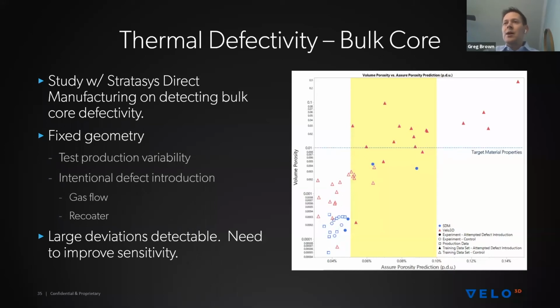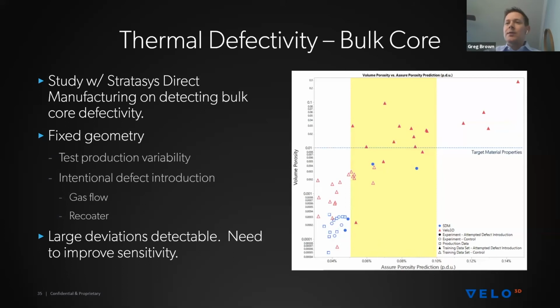In one case, we did it by intentionally dropping the gas flow, so we would build up condensate within the build and introduce defectivity that way. The second way was by introducing defectivity through the recoater. In both cases, you can see a decent correlation: as the volume porosity of the part goes up because you've intentionally added these defects, this metric also goes up at the same time. So to first order, you get a reasonable correlation.